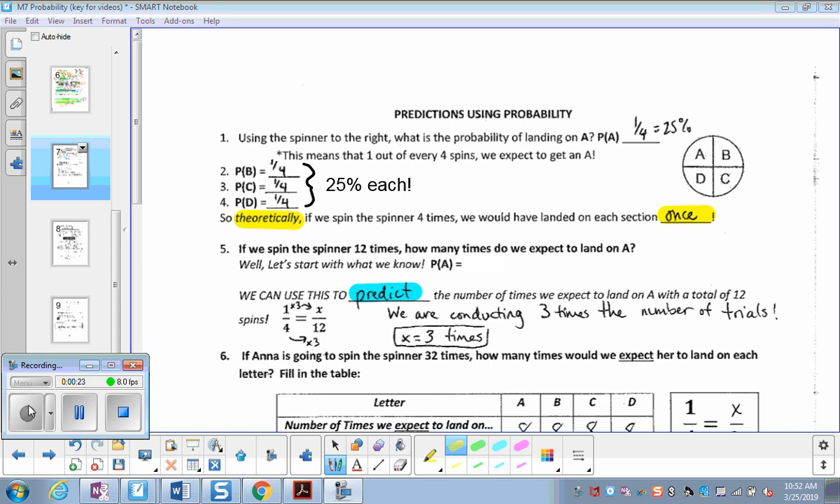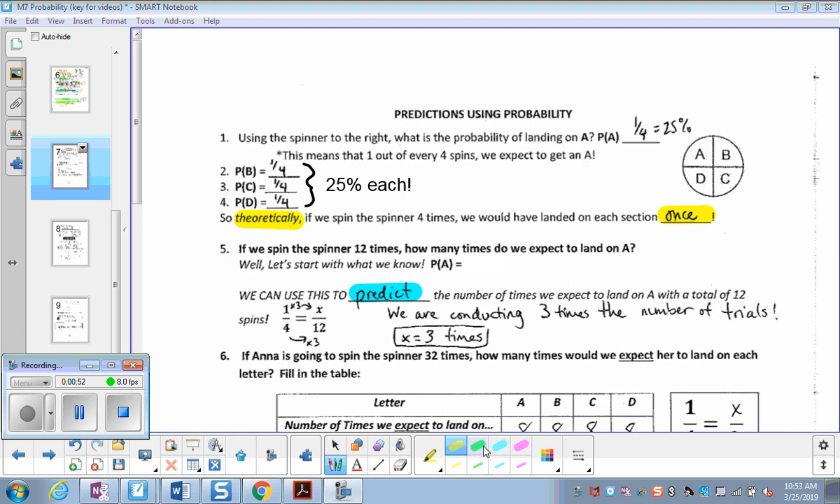or predicted. So to get us started here, we have a spinner. It's divided up into 4 equal sections. And so the probability of landing on A would be 1 out of 4, which is 25%. The probability of landing on B, 25%, C, 25%, and D is also 1 out of 4, 25%. So if we're going to be spinning this spinner 4 times, theoretically, we're predicting that we're going to land on each section once. All right? They each have a 1 out of 4 chance.